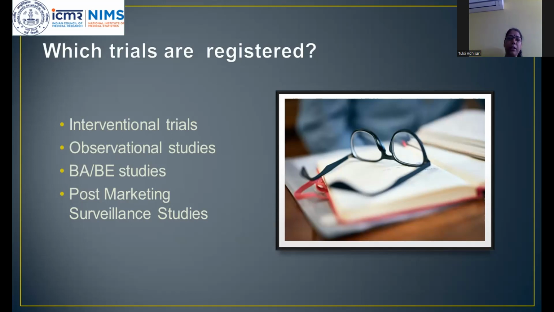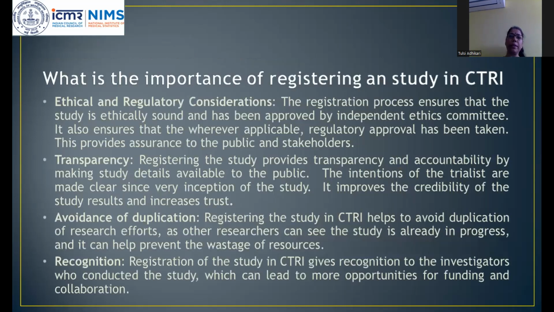Especially for observational studies, it is not mandatory to register them in CTRI, but it is always good to register your trial so that you get the credit and the trial details are available. If some new researcher wants to do some study, he must know that this type of study is already going on. So in a way it reduces the duplicacy also, and you get the credit for doing the trial. So what is the importance of registering the study in the CTRI?